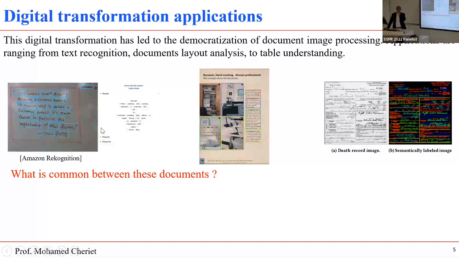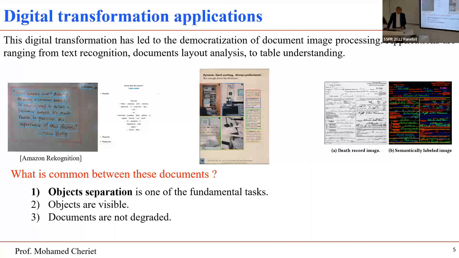What we try to do is to separate something from something. It is a separation problem. So this is the concept I would like to develop today. Is it a separation problem? Object separation is one of the fundamental tasks of this field. The second point is that we are doing the separation in the visible domain, what we see, what we get.